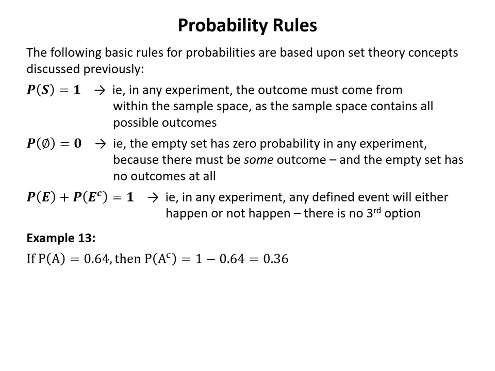And thirdly, we have the rule that says that the probability of an event E plus the probability of E complement must equal 1. And this rule basically says that in any experiment, for any defined event, it will either happen or not happen. So with respect to any particular event, there's no third option. So in example 13, we see that if we have an event A such that the probability of A equals 0.64, then the probability of A complement would have to be 1 minus 0.64, which equals 0.36.